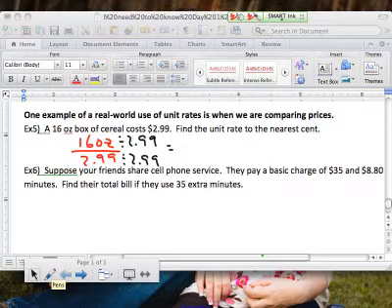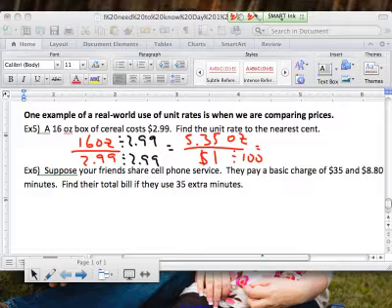So 16 divided by $2.99 tells us that we get roughly 5.35 ounces for $1. Now, some of you hopefully recognize, wait a second, it says find the unit rate to the nearest cent. Well, $1, if I want that to be 1 cent, I have to divide both of these now by 100, because $1 is 100 cents.